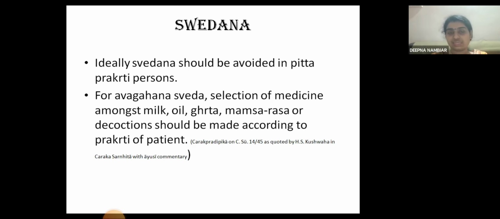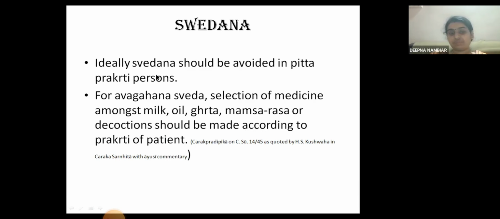There, the selection of the medicines is also to be made according to the Prakriti. For Avagahana Sveda, selection of medicines among milk, oil, ghrita, Mamsarasa or the decoction, that is Kashaya Kalpana, should be made according to the Prakriti of the patient.